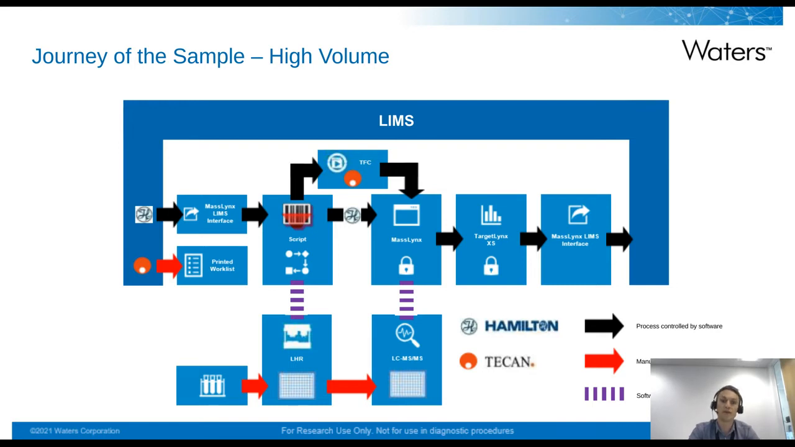However, for the Hamilton, all information can be generated using Hamilton's Venus software, and so the file can be generated directly with no need for a file converter. Once a sample list has been generated, the analyst transfers the plate containing the extracted samples into the LC-MS system, and as with other workflows, samples are analysed, data processed, and reported back to the LIMS.